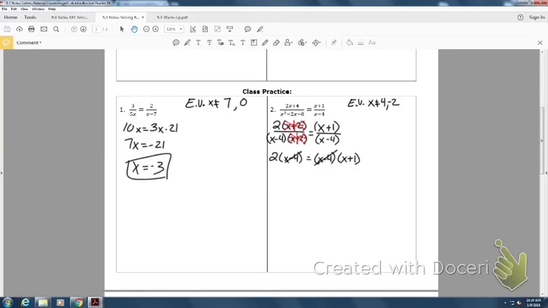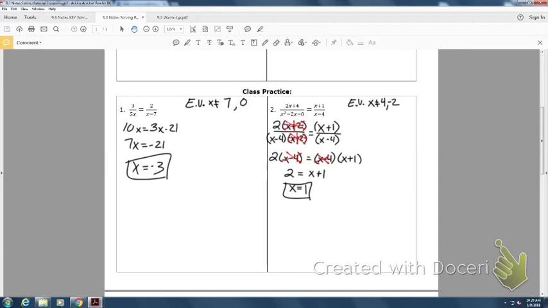You can cancel both of those out. Okay? Because if you think about it, if I want to divide this by x minus 4, I've got to also... don't write this down. I'm going to erase all this. Both of those cancel out. So whenever I do that, I'm left with 2 equals, and all I'm left with over there is x plus 1. Subtract 1, so x equals 1.